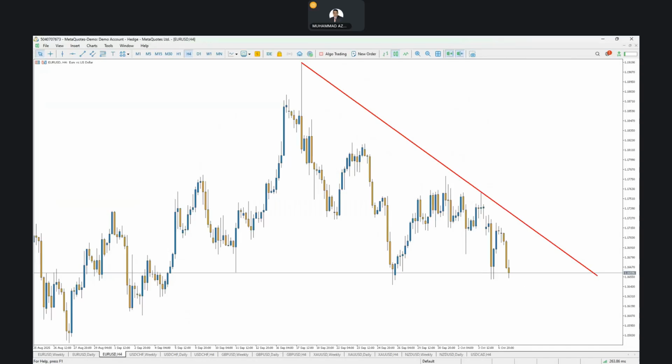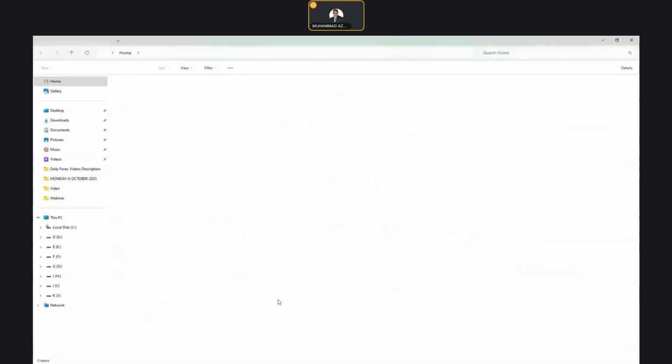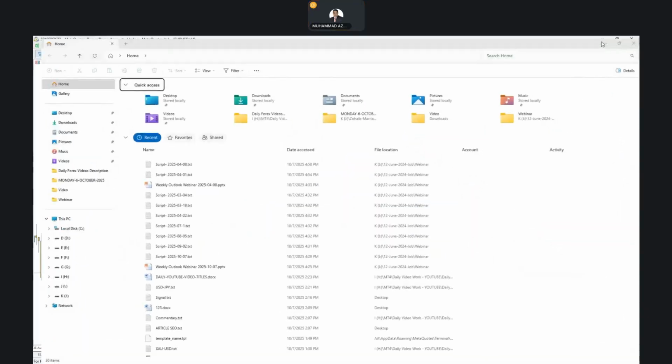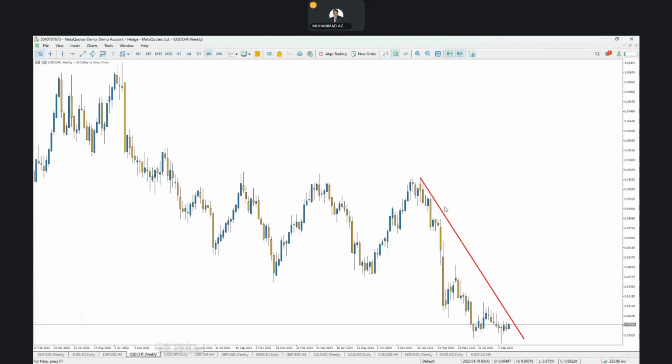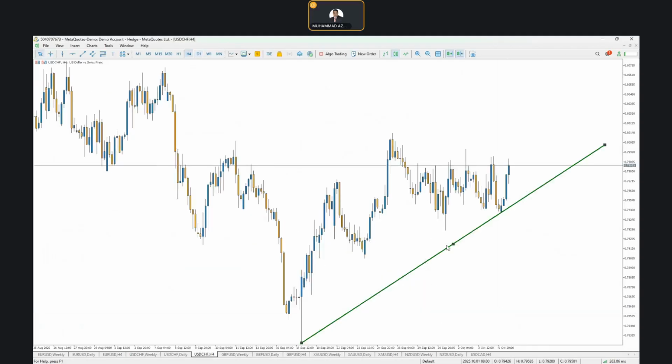Okay. Next one is the US dollar Swiss franc. The trend looks down over here in weekly. In daily time frame, the market is trying to show some signs of a bullish breakout over here, and the 4 hour is clearly showing us a nice uptrend.